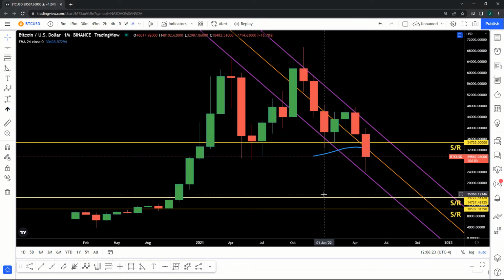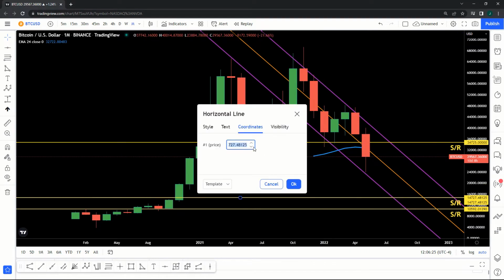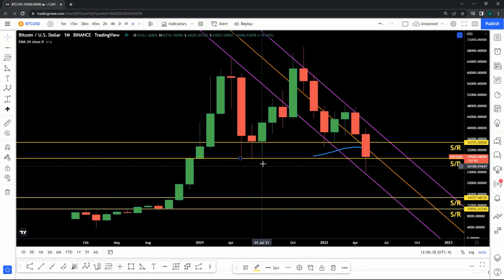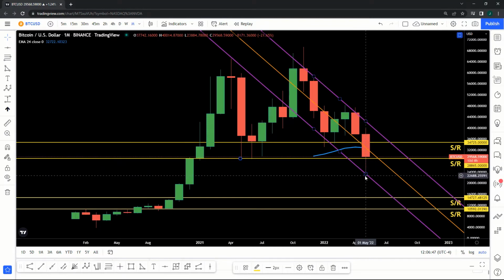So the next support resistance level I have is 28,865. And we could see that as price was coming up here, it had resistance, support, support, support, support, support. But this wick came down and was held at support by the regression channel.